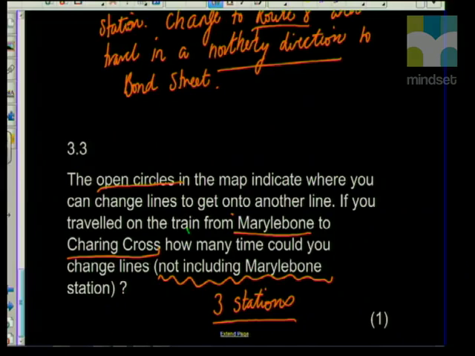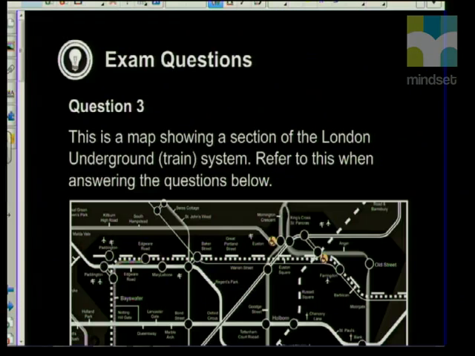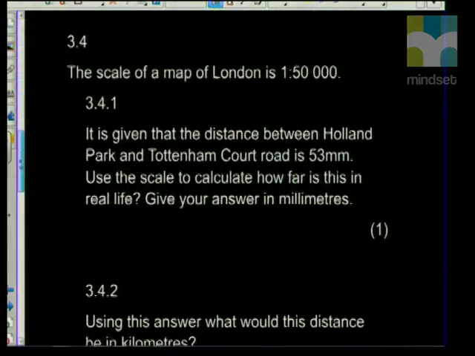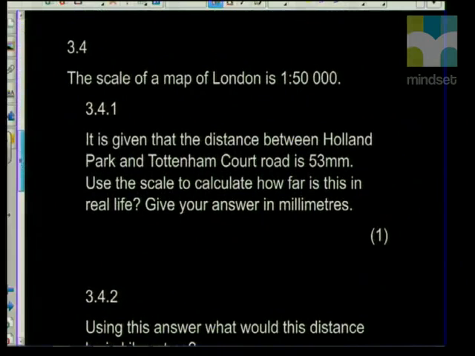Right, let's go on to 3.4. In question 3.4, the scale of the map of London is 1:50,000. It is given that the distance between Holland Park and Tottenham Court Road is 53 millimeters, and this would obviously be on the map. Use the scale to calculate how far this is in real life. Give your answer in millimeters. Okay.